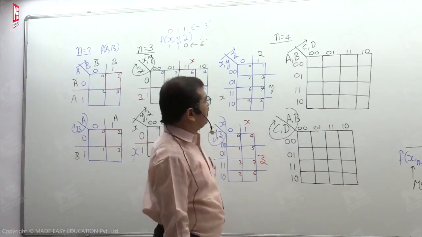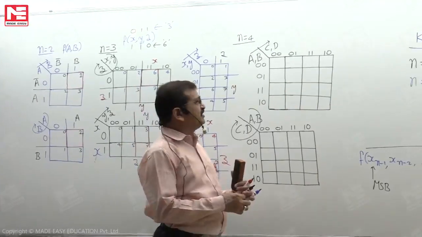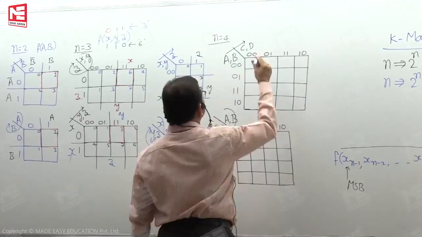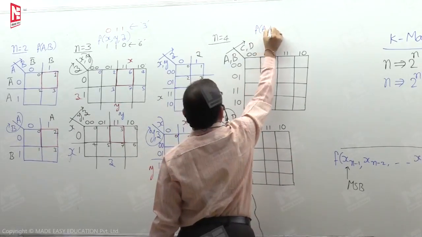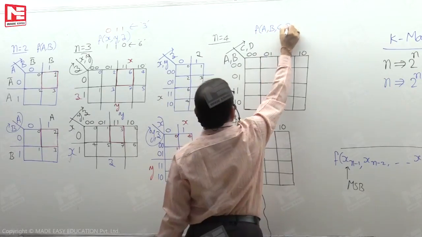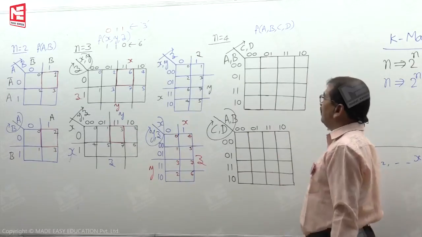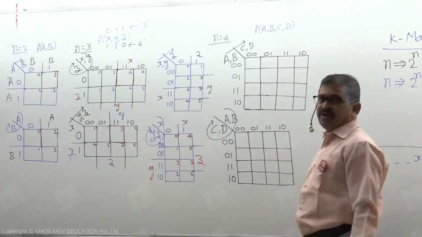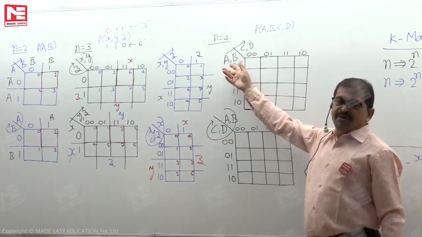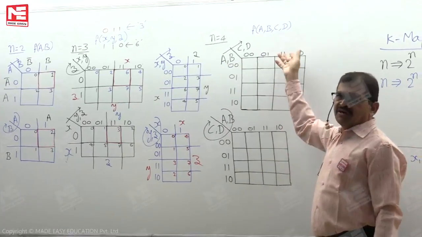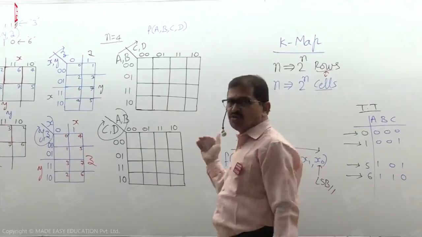Okay. Let's come now to the 4 variable function. Let us take an example of a 4 variable function f of A, B, C, D. Based on this, A is the MSB variable and so on, D is the LSB. Here also we have 2 possible K-map formats. In this format A, B are the row headings, C and D are the column headings, whereas in this format A, B are the column headings and C, D are the row headings.